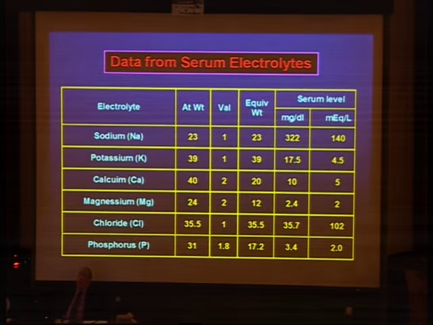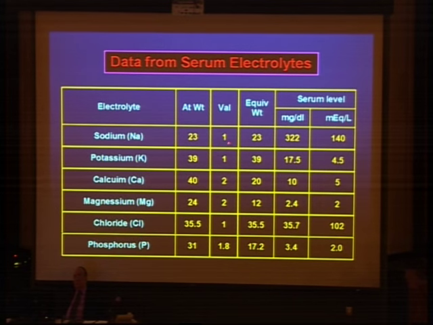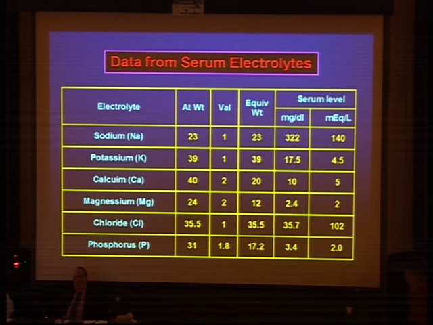So these are the molecular weights of the important electrolytes that we make use of in many cases: sodium, potassium, calcium, magnesium, chloride, with atomic weight and valency. This is sodium, 23, with univalence or monovalence. And its concentration in blood, as I said, is 140 milliequivalent per liter, which equals 322 milligrams per deciliter. We usually utilize the molar concentration, not the mass concentration, for dealing with electrolytes.